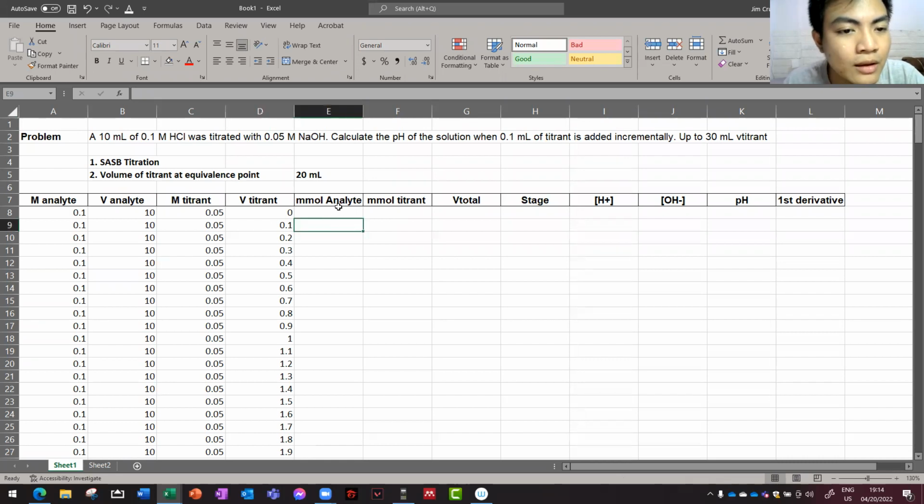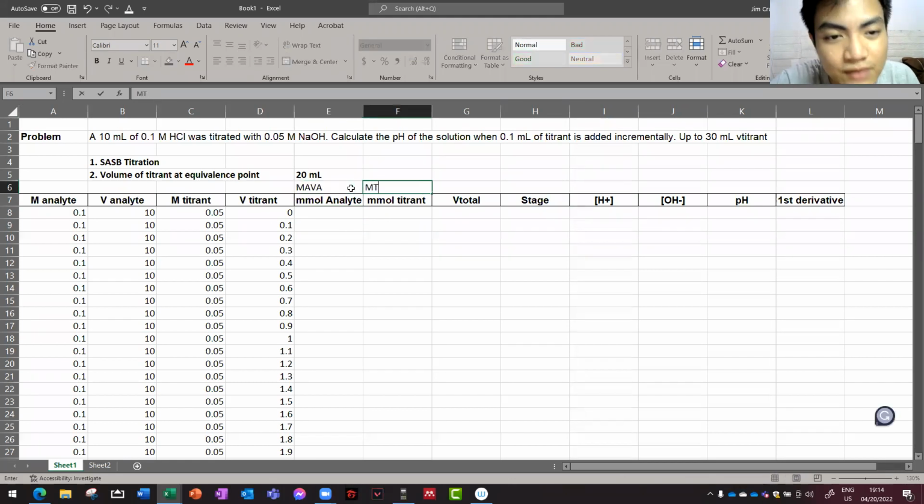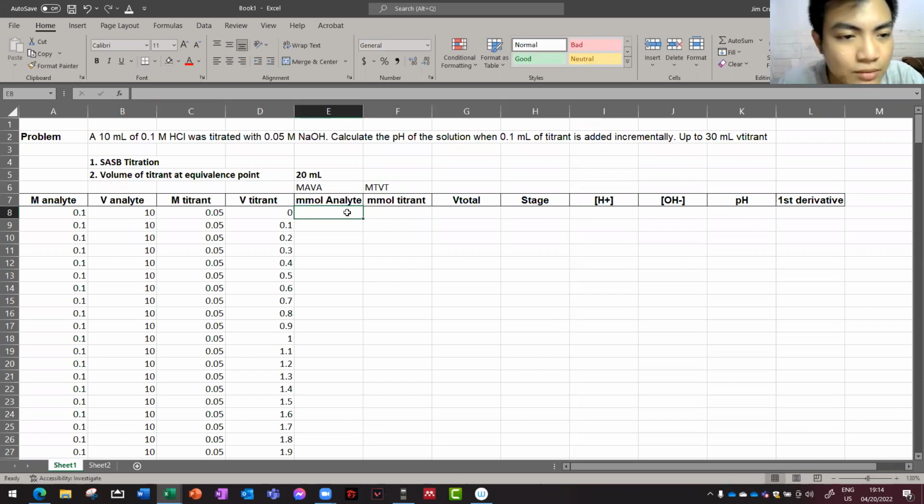Okay. The next one, for the millimoles of the analyte, why millimoles? Millimoles because when you multiply molarity and volume in ml, you get millimoles. Okay, so ito yung MAVA. Ito yung MAVA. And this one is the MTVT. Okay, so MAVA gives you millimoles. So just multiply MA and the VA.